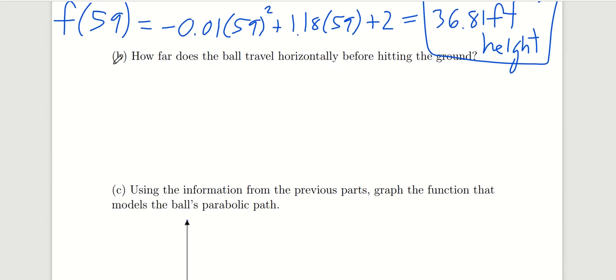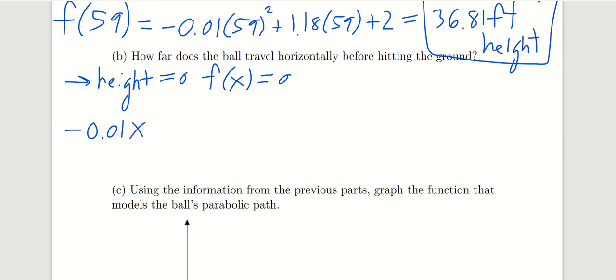Let's take a look at part B. How far does the ball travel horizontally before it hits the ground? Well, the ball is going to hit the ground, means the height is going to be 0. So this ball hits the ground when its height equals 0, which means that we need to set the function f of x equal to 0 and solve for x. So we want to know when is negative 0.01 x squared plus 1.18x plus 2 equal to 0.